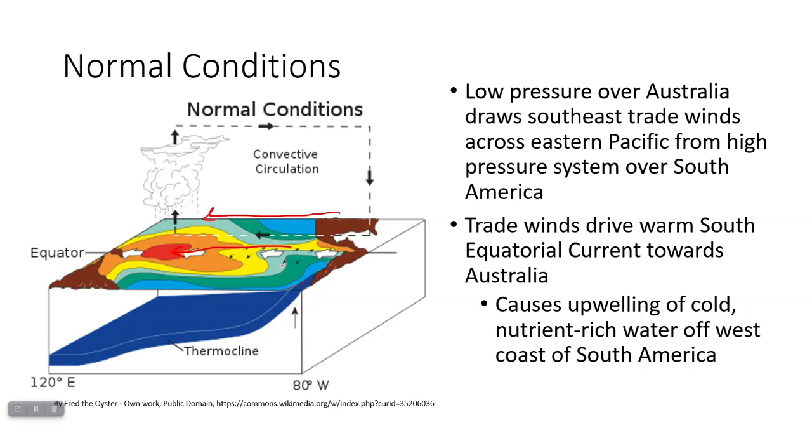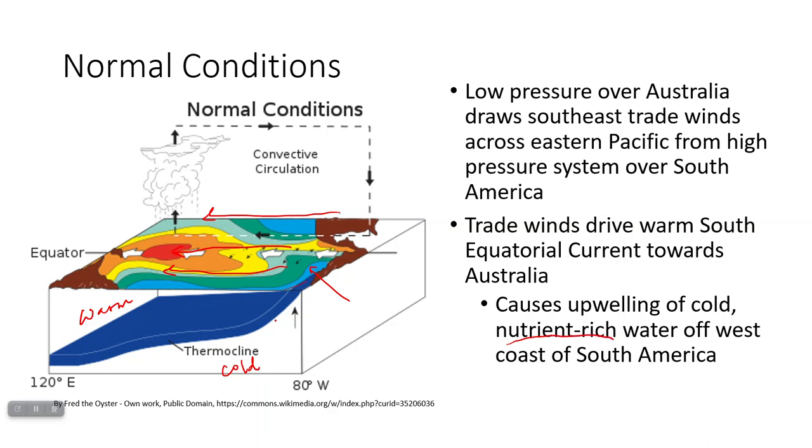So, notice we have warm water being driven across the surface towards Australia, and that exposes colder water, which is able to come up. So, here you see some cold water off the coast of South America. Notice this thermocline, that is a boundary with a major difference in temperature. Above that thermocline, you're going to have warmer water, and below the thermocline, you're going to have colder water. So as you push away the warm water, the cold water is exposed, and it happens to be nutrient rich.